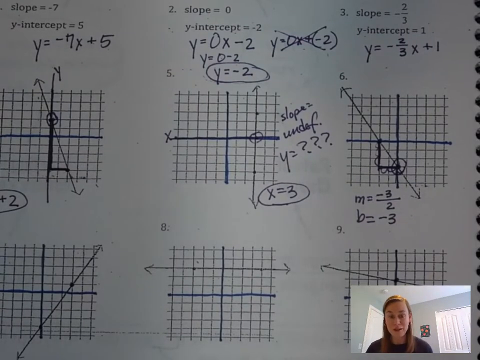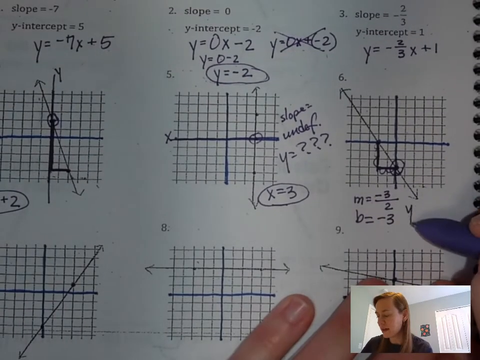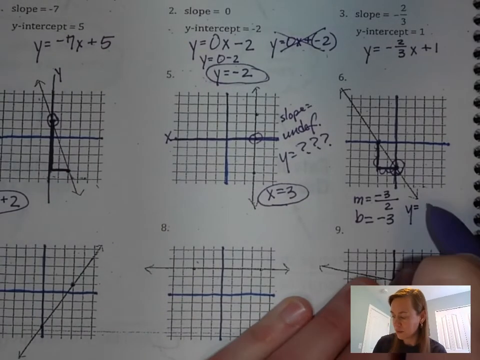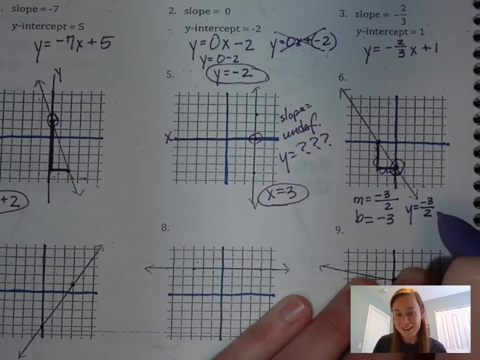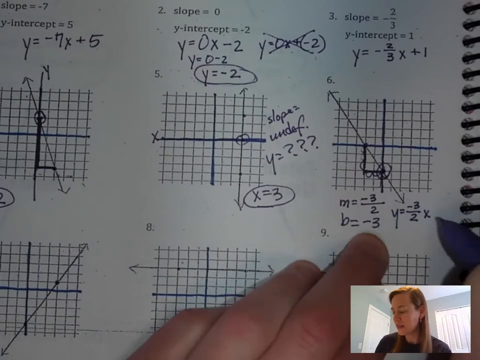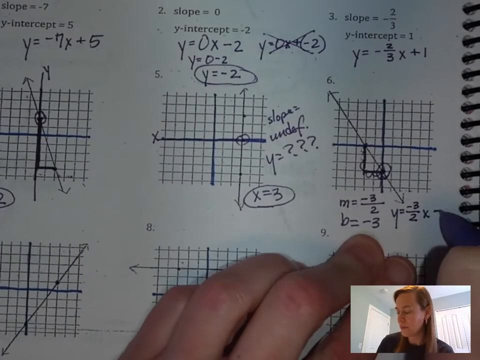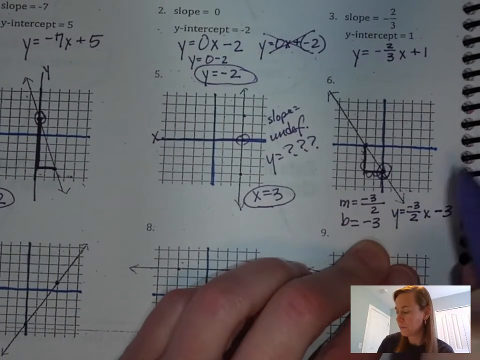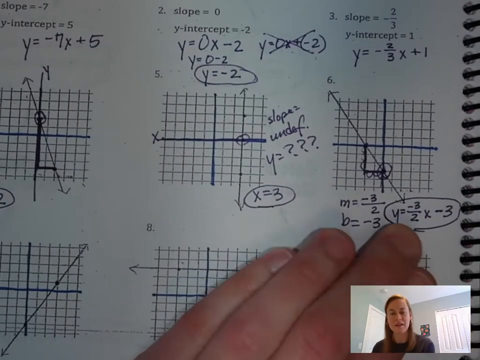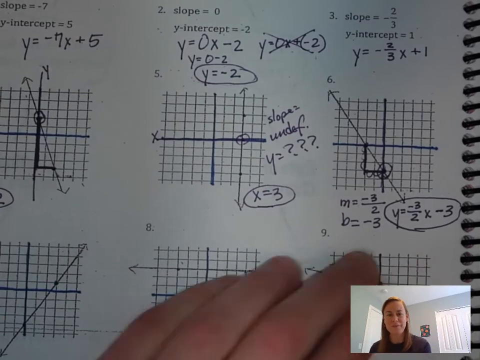Okay, now we're ready to write our formula. So y equals, now we have to write our slope, right? That was the m, so negative 3 over 2, and then write your x. And then you have to write your y-intercept. It's a negative number, so I'm just going to write minus, and then I'm going to write 3. Whoops, I'm running out of room. Okay, and there's your answer.